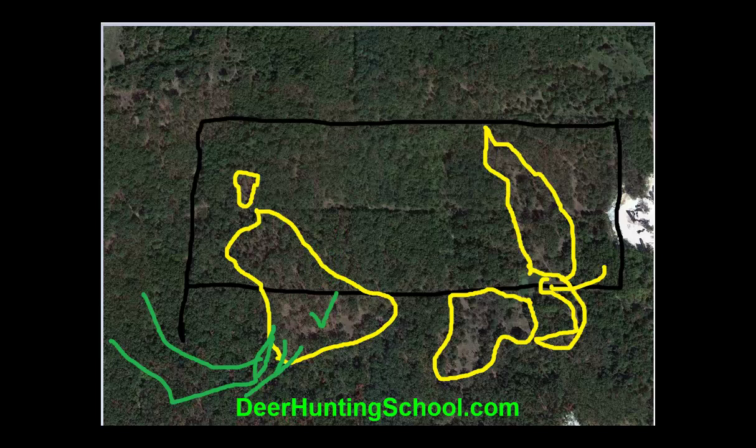I'm just going to leave the yellow line. That is just to let you know what you need to look for, because I can't come walk this property. But that is what I see. I see possible bedding areas here, possible here, and possibly here, possibly thick areas. Now, I could be completely wrong.